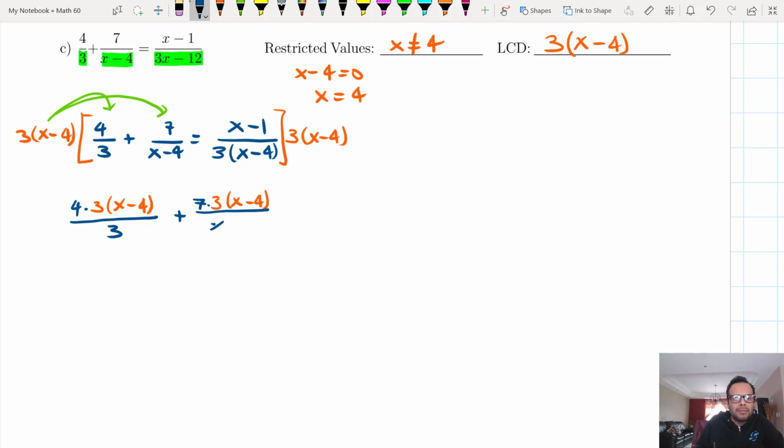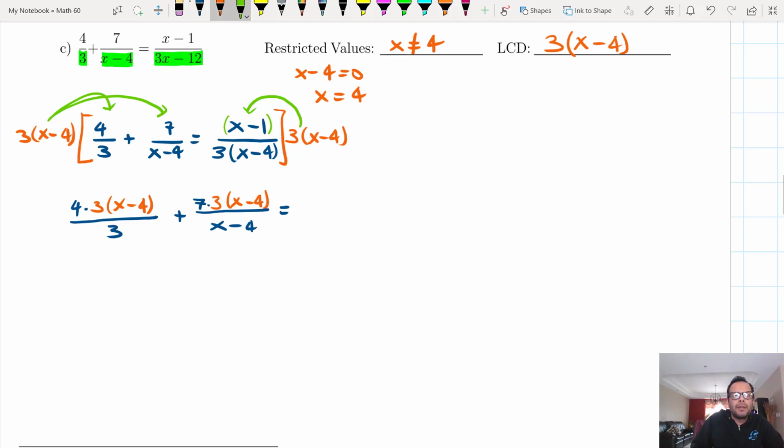Divide that by x minus 4. Okay, the next is the equal sign. So now we go with distributing the LCD over the right hand side. Keep in mind right here that there are invisible parentheses, right? So I'm going to do the following.